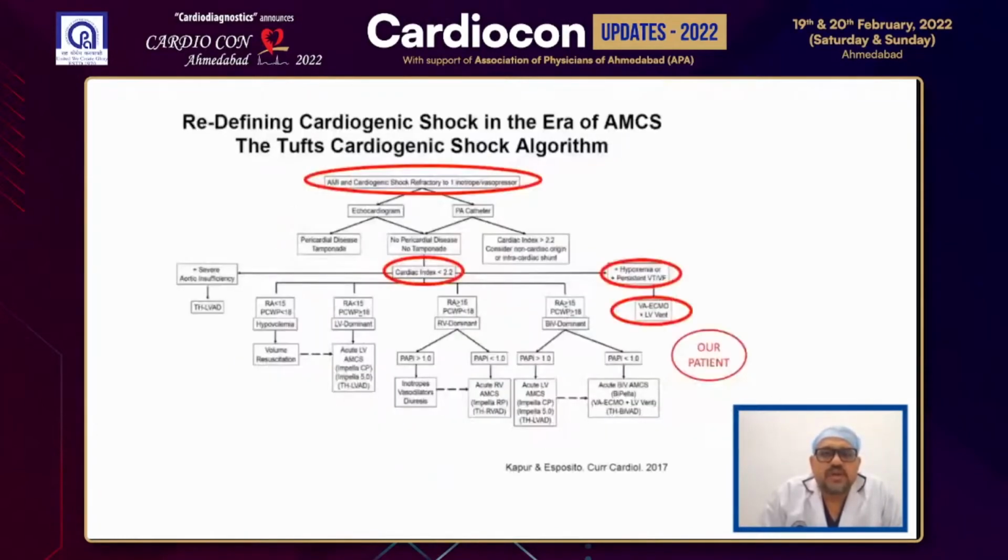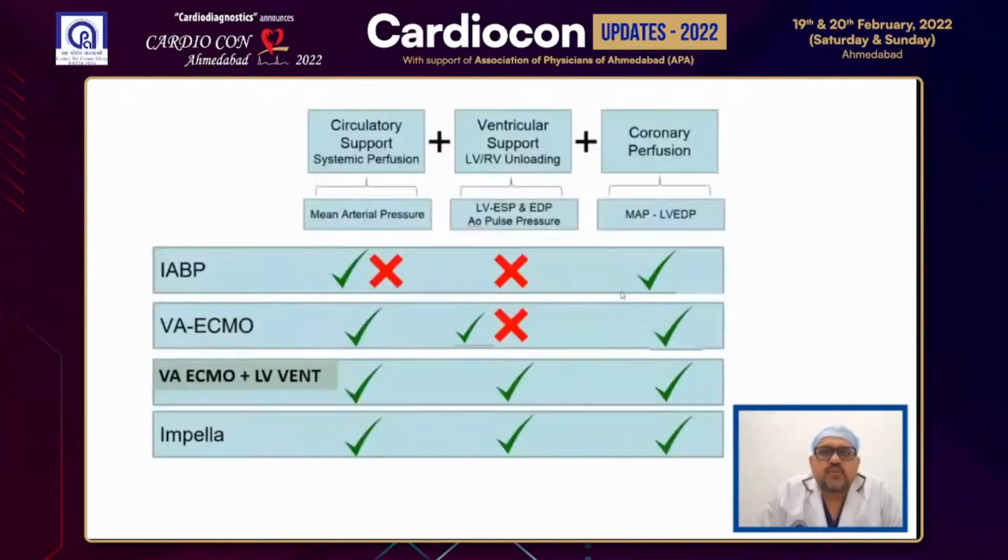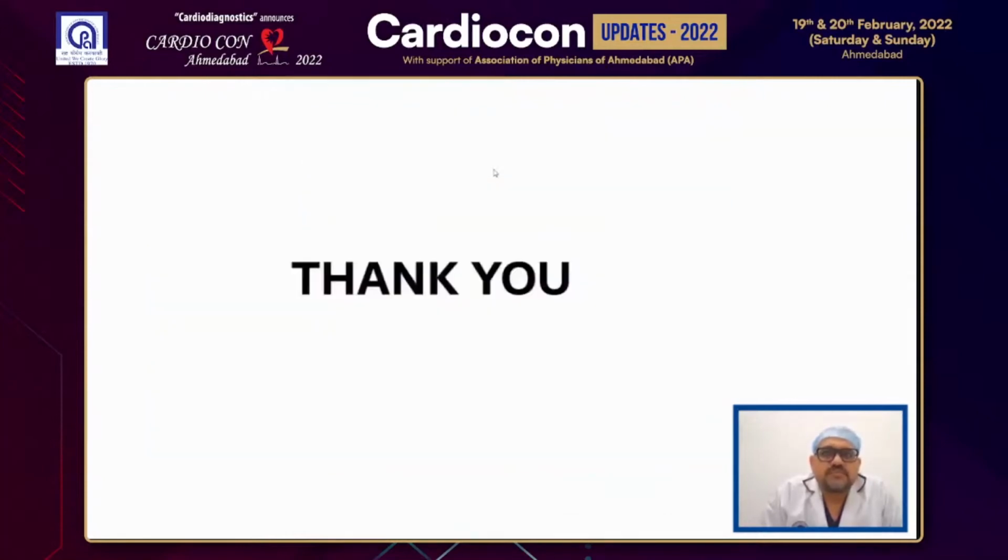They have also given an algorithm to guide us based on the measurements with the help of a PA catheter, and let's find out where our patient is. With cardiogenic shock refractory to one inotrope with a cardiac index less than 2.2, surely with hypoxia and primary VT, he is an ideal candidate for ECMO and LV venting, which would be one of the ideal options in these patients to achieve our goals of systemic perfusion, ventricular unloading, and coronary perfusion.